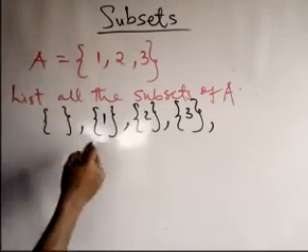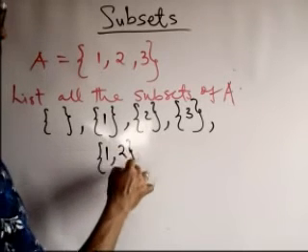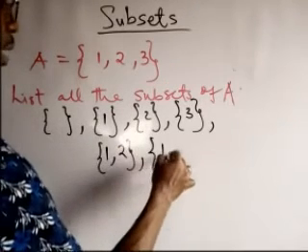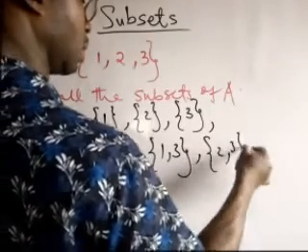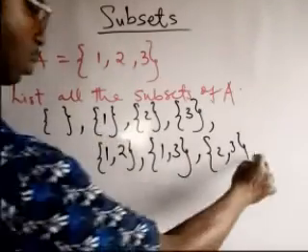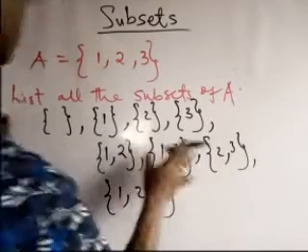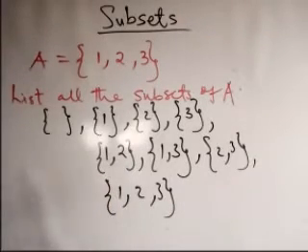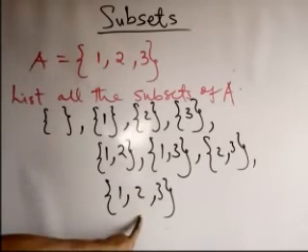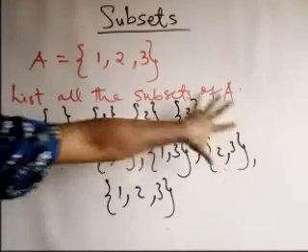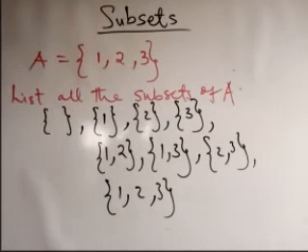Then I can also begin to make them into twos. Say 1 and 2. I can also have another set that will have 1 and 3 in it. I have another one that will have 2 and 3. Then I can have the one that will contain all the 3. So these are all the subsets I can get from the first set. You see, the empty set is one of them, and the set itself is one of them. So these ones are proper subsets because they can fit into the original set.